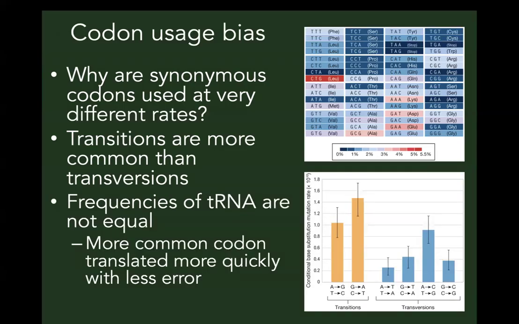And another weird thing is that the frequencies of the transfer RNA molecules that are bringing the amino acids to the growing amino acid chain are not equal. And so you find that a more common codon is translated more quickly with less error. Oh, I think this picture just came up a little late. It's just showing the relative frequency of transitions to transversions.